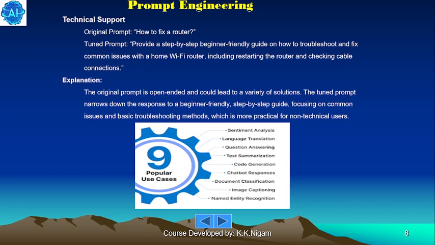Technical support. Original prompt. How to fix a router. Tuned prompt. Provide a step-by-step beginner-friendly guide on how to troubleshoot and fix common issues with a home Wi-Fi router, including restarting the router and checking the cable connections. Explanation. The original prompt is open-ended and could lead to a variety of solutions. The tuned prompt narrows down the responses to a beginner-friendly step-by-step guide, focusing on common issues and basic troubleshooting methods, which is more practical for non-technical users.